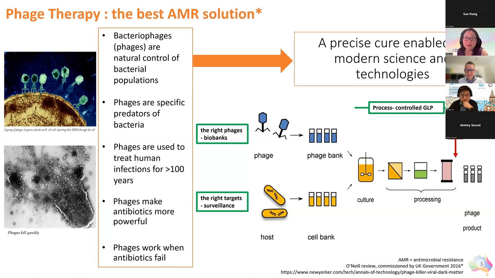And this is done by knowing the right phage. So as you can see on the slide, knowing the right phage to use in the shape of phage biobanks, as well as knowing the right target, such as integrating with the national surveillance program of your own country's jurisdiction. And this is a generalized pipeline that we follow in the lab for phage production, which I'll elaborate in this talk.